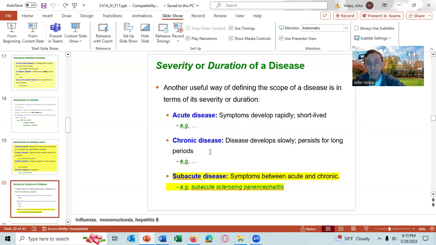All right, you can have something in between an acute disease and a chronic disease. You don't need to know about it. It's called a subacute disease. The symptoms are between an acute and a chronic disease. An example is subacute sclerosing panencephalitis. And I'm sure most of you have never heard of subacute sclerosing panencephalitis. So like I said, you don't even need to know about subacute diseases.